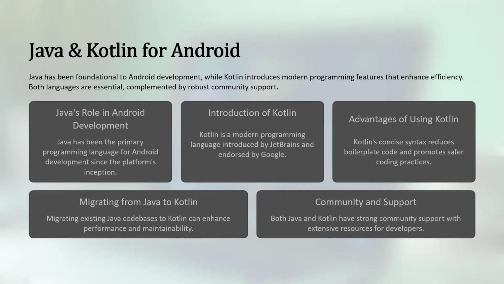So the migration from Java to Kotlin is smooth, since Kotlin is fully interoperable with Java. Developers often write new code in Kotlin while maintaining legacy code in Java. So both languages tap into the full potential of Android APIs.